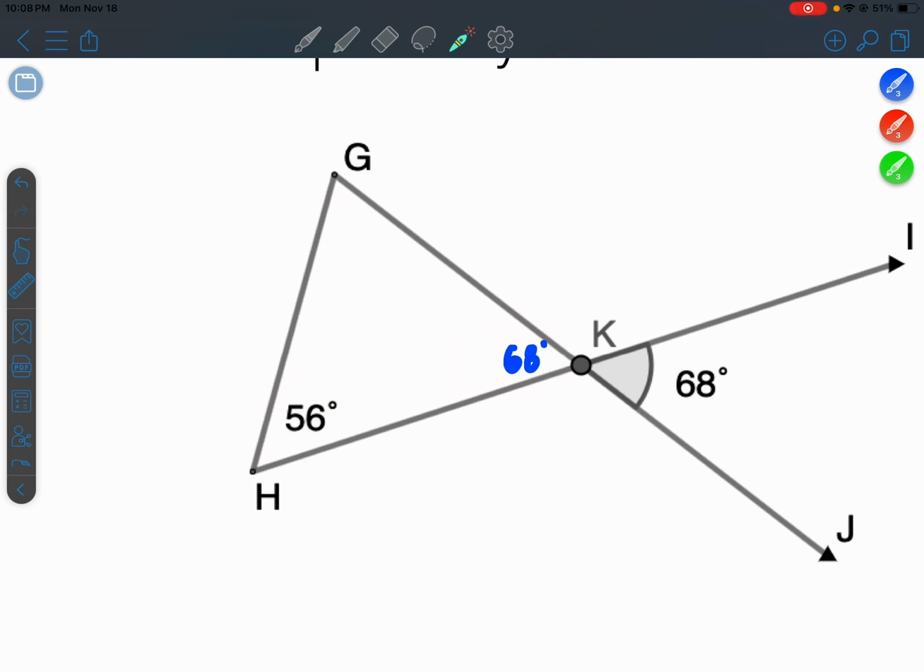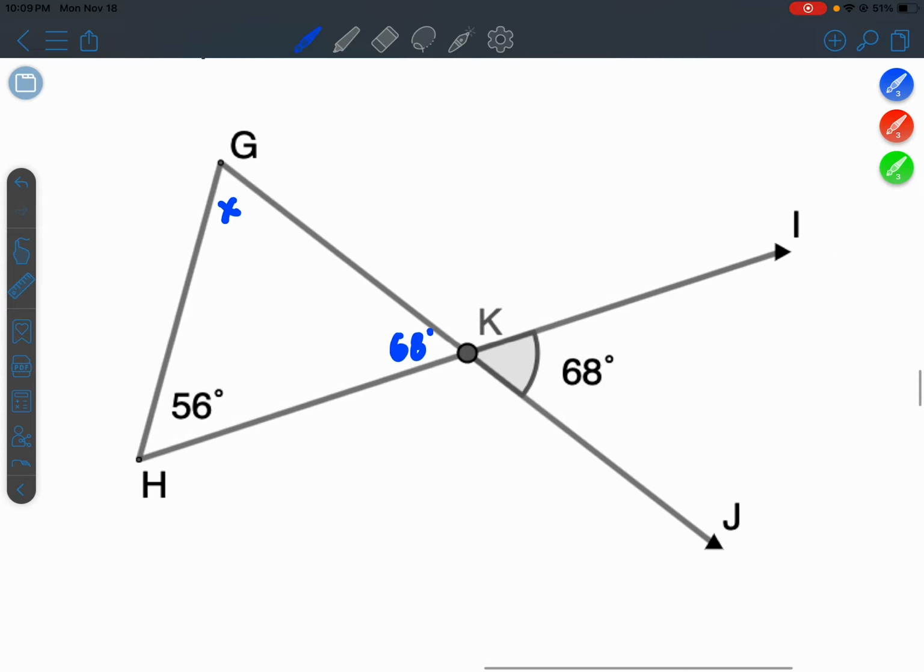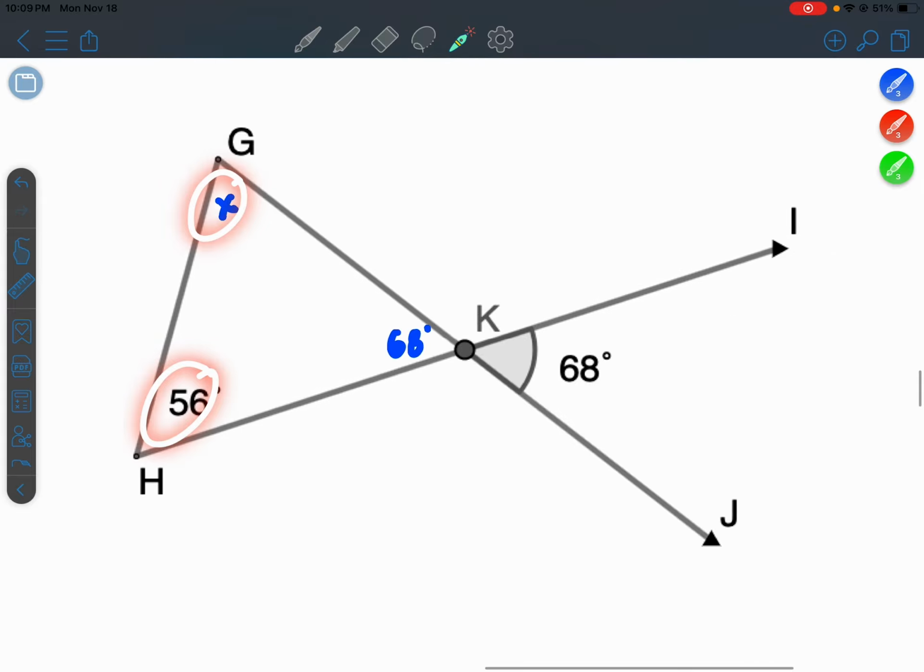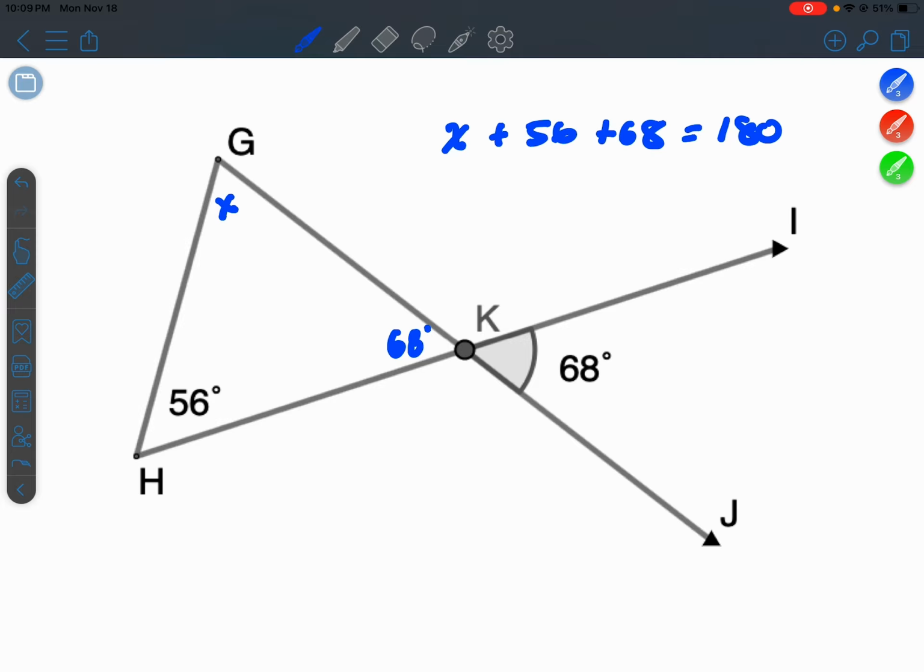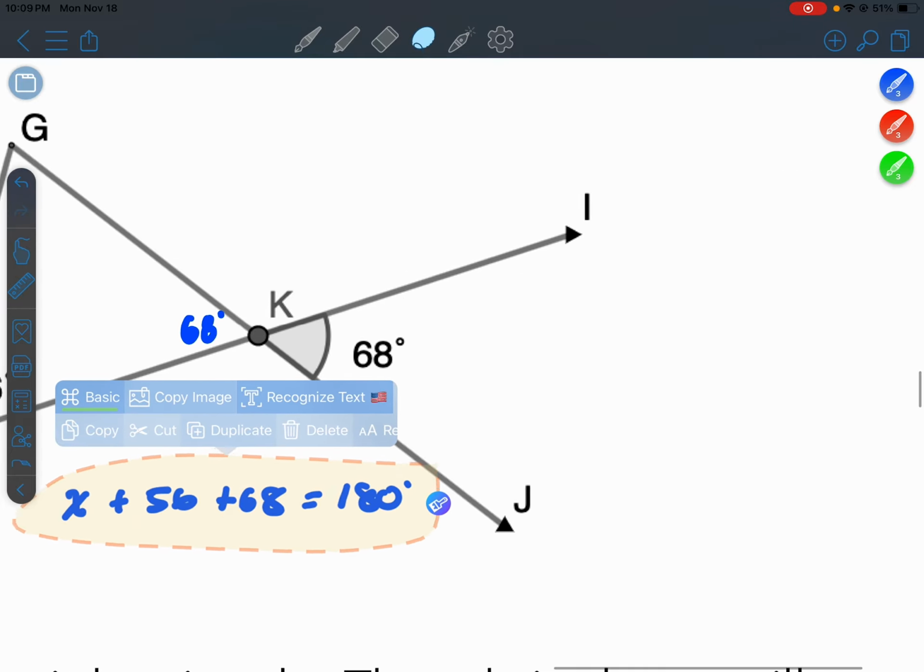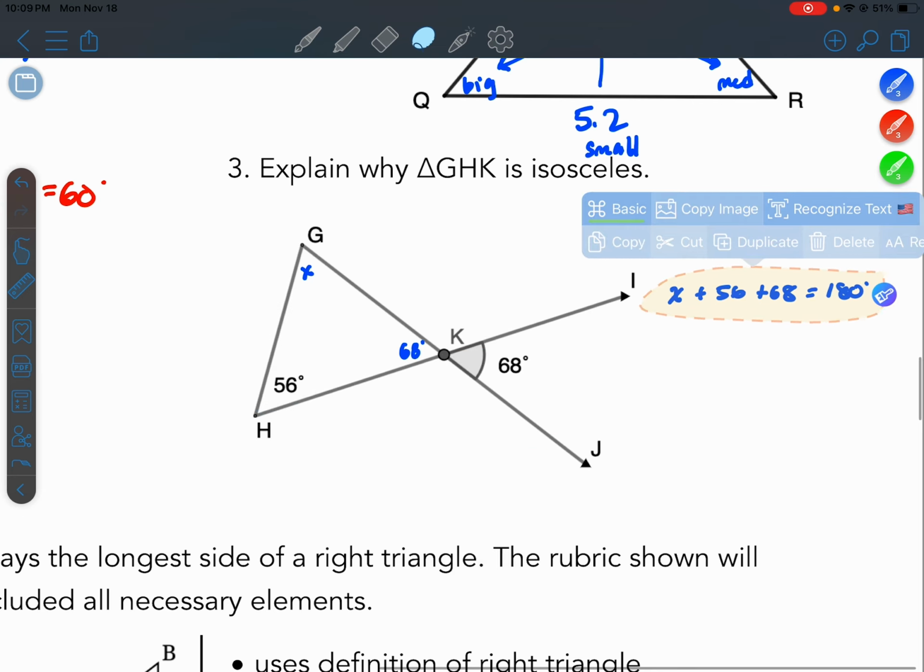If you aren't quite sure, I might then ask you, what's the magic number for triangles? The magic number is that the three angles add up to 180. So for now, let's just call this x. So x plus 56 plus 68 adds up to our magic number 180. Let me write that over here. X plus 56 plus 68 equals 180 degrees. Actually, I want to move that down here. No space over there. Let's just do it on the side over here.